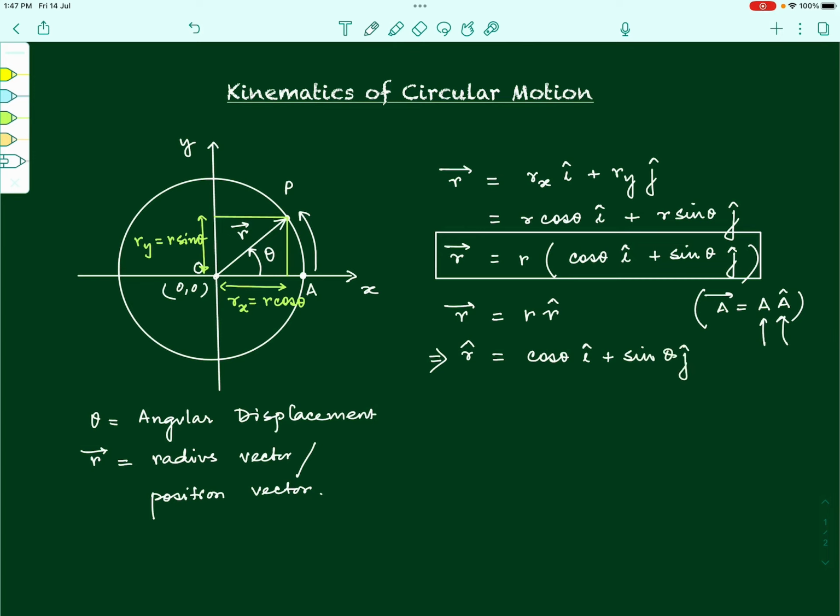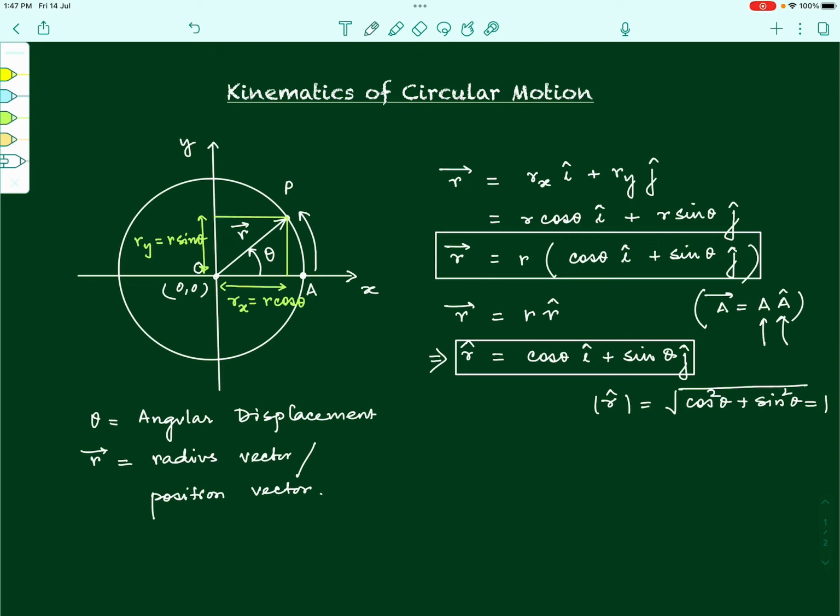We can check mathematically that this vector indeed has a magnitude of unity. The magnitude of this vector will be square root of cos squared theta plus sin squared theta, which we know is always 1 for any value of theta. This is always 1. So, this is indeed a unit vector, right. So, this is giving us the direction of vector r.